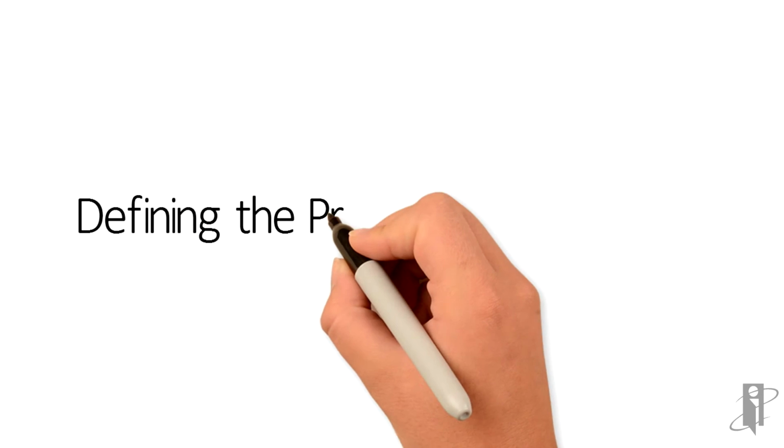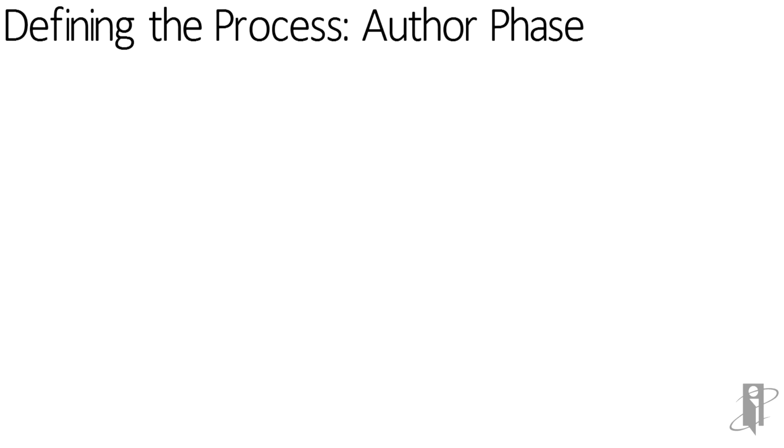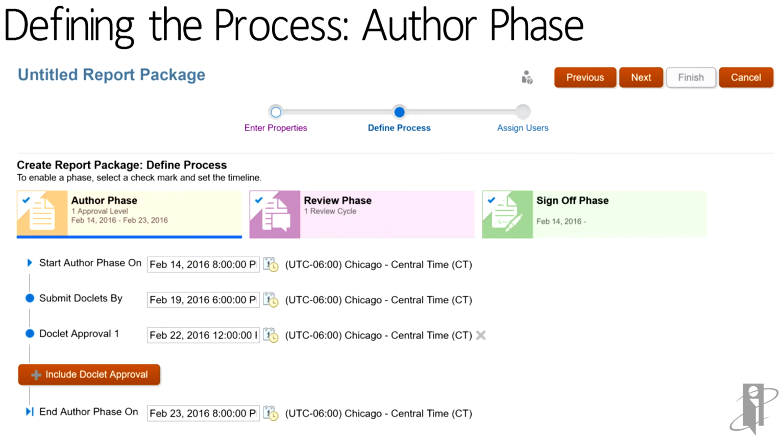The first phase we come to is the author phase. If you wish to include the author phase, then click the check mark in the upper left-hand corner of the author phase box. Here you determine a start date, a docklet submission date, which is when docklets must be submitted by, whether or not you want to include any docklet approvals, and an end date. You can include multiple docklet approvals.